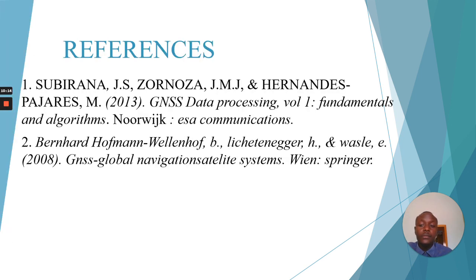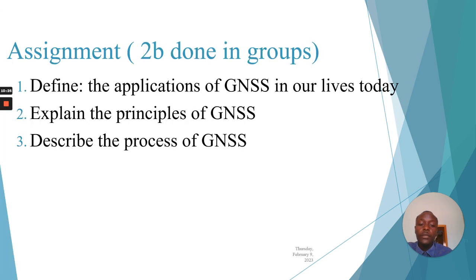Then we have the references which are shared with you on the screen. These are books that we can also refer to read widely about the GNSS. Then for our assignment today, it can be done in groups or as a personal assignment to measure your understanding. Number 1, you need to define the applications of GNSS in our lives today. Number 2, explain the principles used in GNSS. Then number 3, describe the process of GNSS.